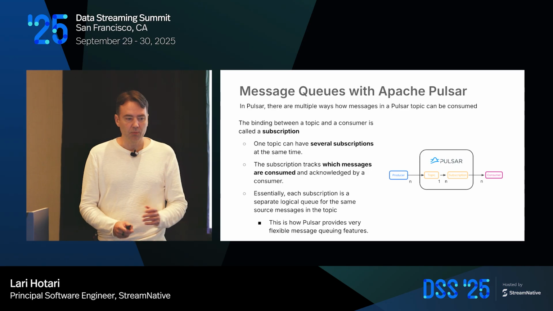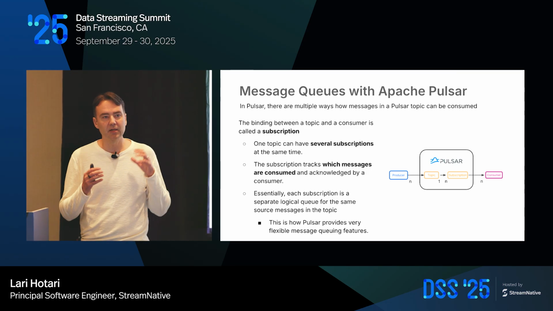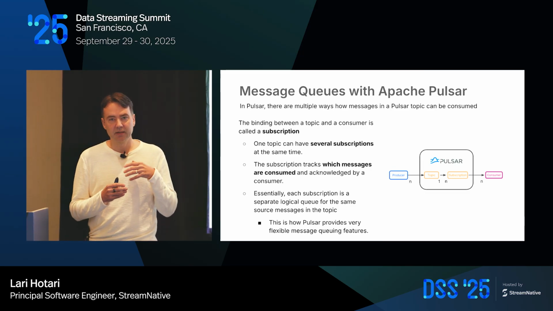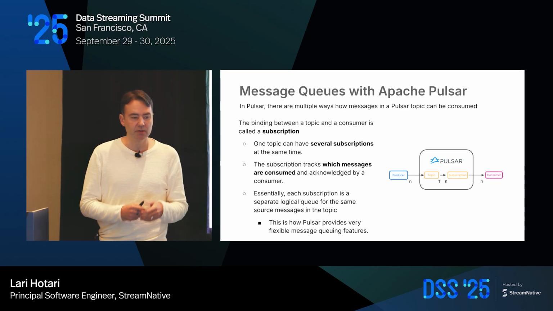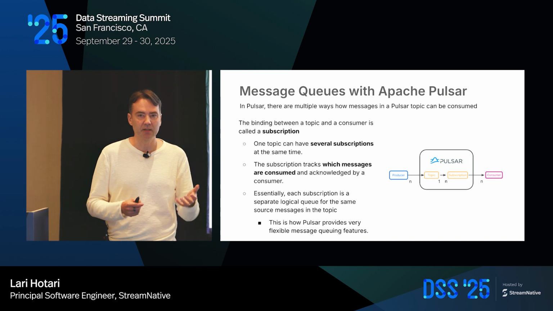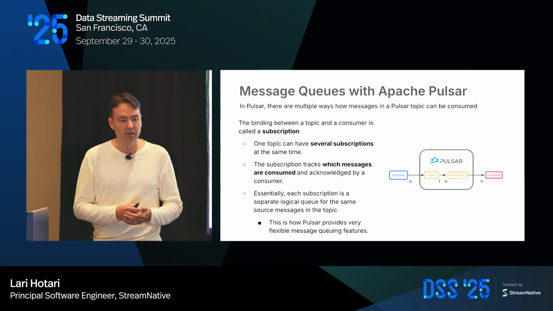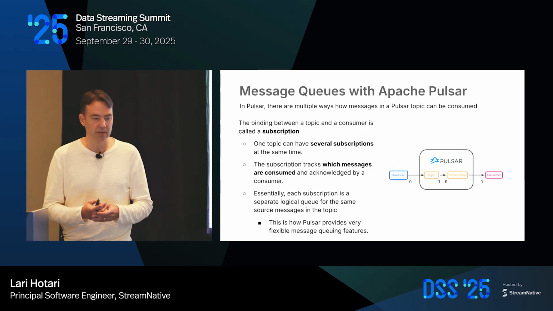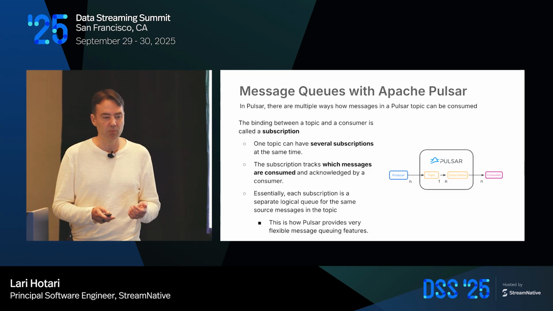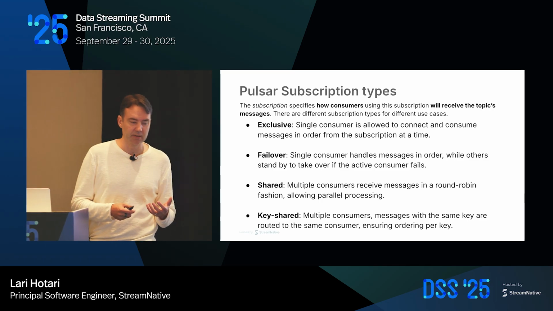So message queues with Pulsar are in the form of a subscription, and one topic in Pulsar could have multiple subscriptions. And that's the entity which tracks acknowledgments, and essentially it forms a logical queue. And on one topic, you could have multiple subscriptions, and these subscriptions could have, depending on the type, multiple consumers.